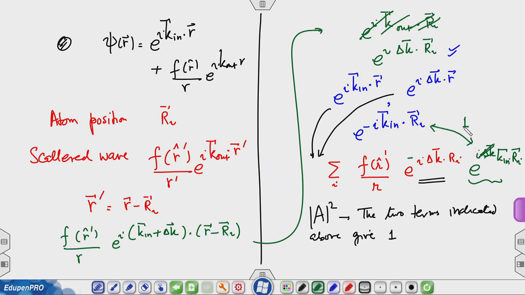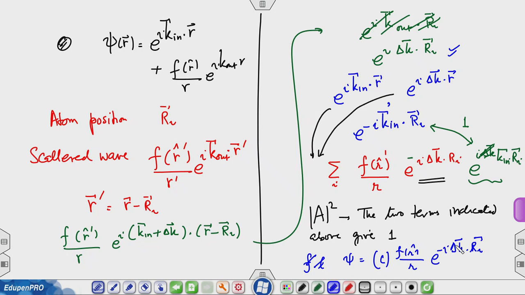So, that is the other clarification I should give, that when I am considering scattered wave from an atom at position r_i, the incoming wave has picked up a phase, and that cancels with the phase of outgoing wave at e raised to minus i k_n dot r_i term, and therefore, psi for the ith atom becomes f(r_i) over r. These complex numbers e raised to minus i delta k dot r_i. So, that is another clarification.